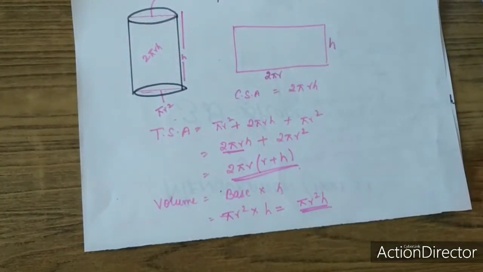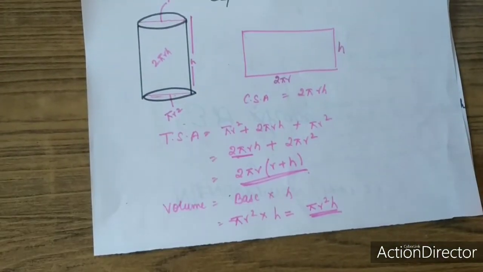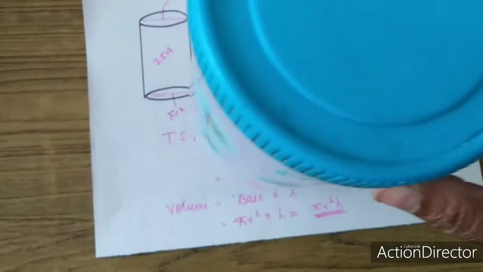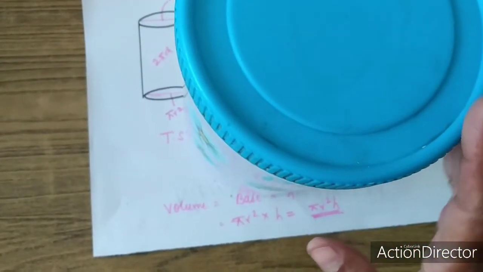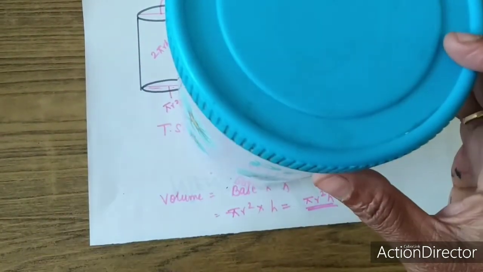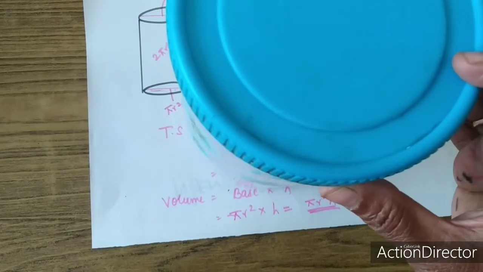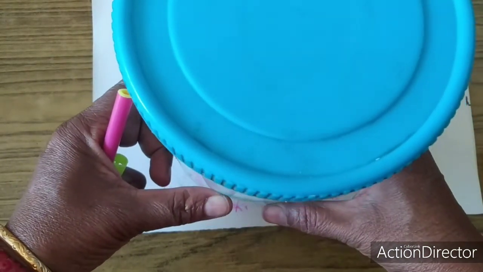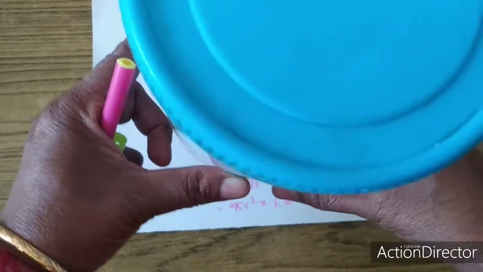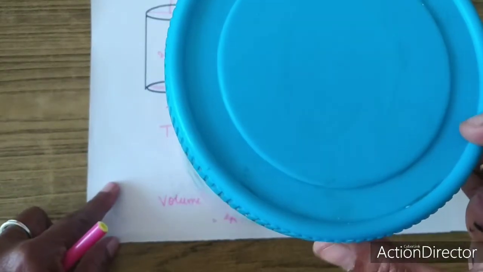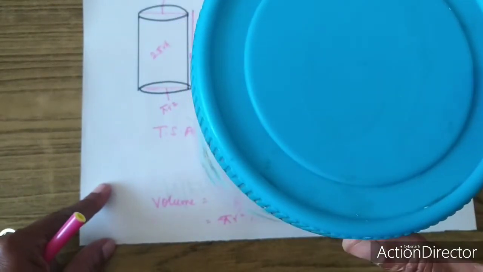Also you should know the difference between volume and capacity. There is not such a major difference. Volume means something that occupies space. If you take this cylinder, volume is the space occupied by this cylinder. Capacity is the quantity that this cylinder can hold. So capacity is always given in liters or milliliters, and volume is given in centimeter cube or meter cube.